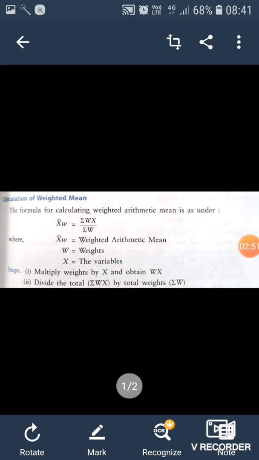Next is, what is weighted mean? This is the formula of weighted mean: summation of weights into x divided by summation of weights. Let's see an example to understand it.